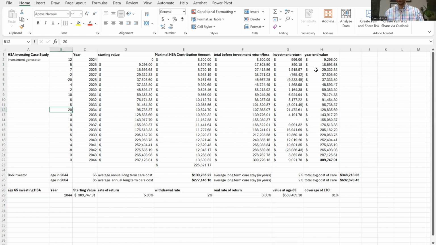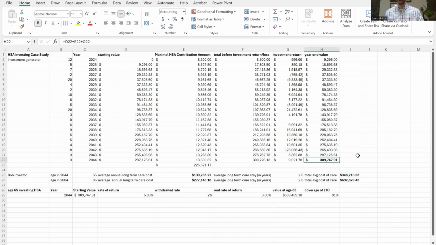Okay. So basically, when you get to the end of a 20-year period, this person is now 65 years old. They've put in $225,000, but because of investment growth, they now have $309,000.